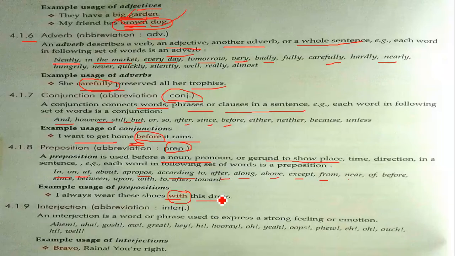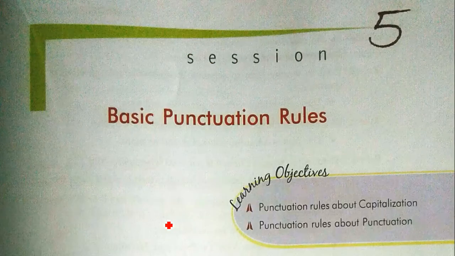Now interjection, abbreviation INTERJ, is a word or phrase used to express a strong feeling or emotion. Interjection is the word which we use to express strong feeling, like aha, gosh, oh, great, hey, hi. For example, here: bravo, Rena, you are right. So these are interjections.